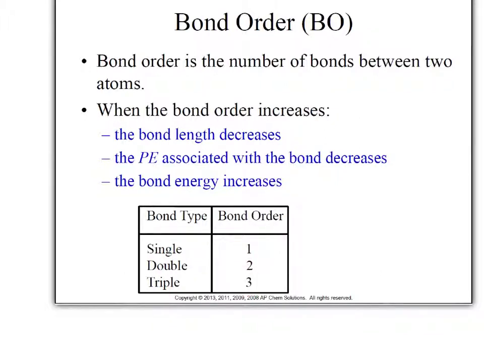So when bond order increases, a couple things happen. The bond length decreases. Electron density in the middle kind of sucks everything together. The potential energy associated with that bond will decrease. So as bond length goes down, so does potential energy. And as they move closer together, that's Coulomb's law, the distance is decreasing, so force is increasing, bond energy increases.